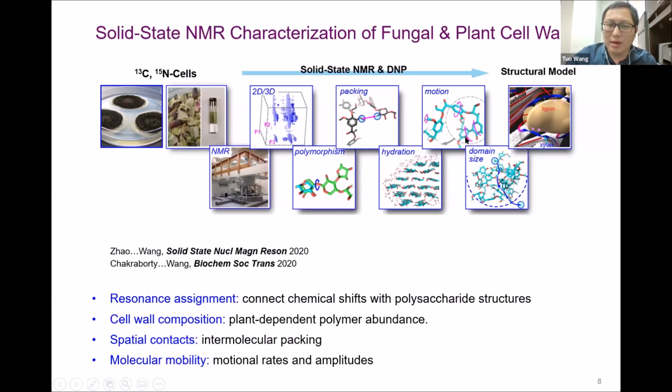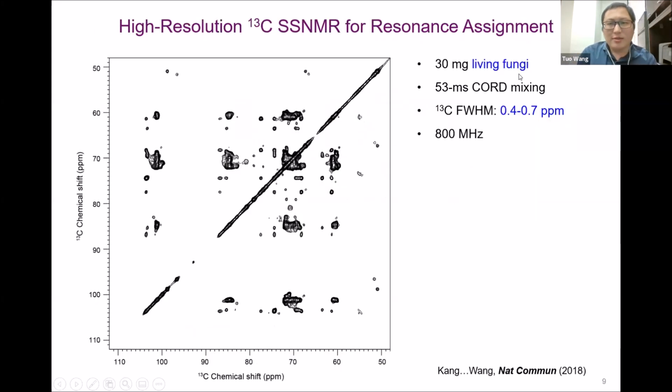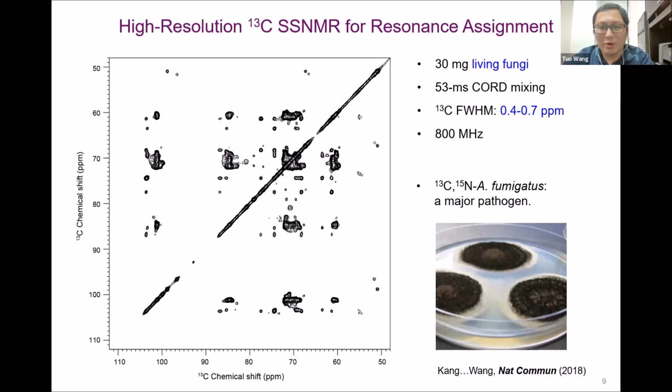And the information will be combined to give a view of the 3-dimensional architecture. This is a 2-dimensional carbon-carbon correlation spectrum measured on an 800 megahertz NMR on the carbon-13 nitrogen-15 labeled Aspergillus fumigatus. After preparation, the whole cell sample is directly packed into the rotor without any treatment. And the carbon-13 line width is 0.4 to 0.7 ppm for rigid components and 0.3 to 0.5 ppm for mobile components. So the resolution, I would say, is amazing, considering that we are handling whole cell samples of living fungi if you pack them freshly.